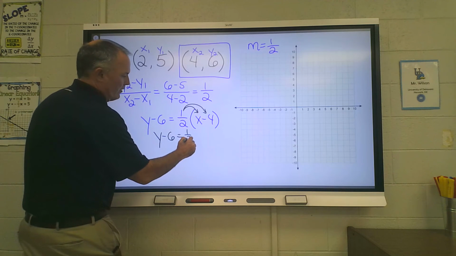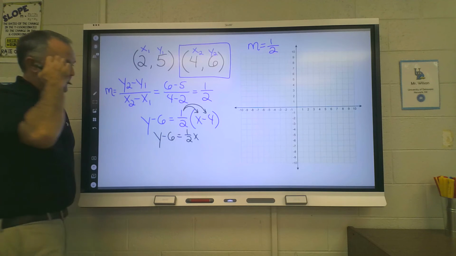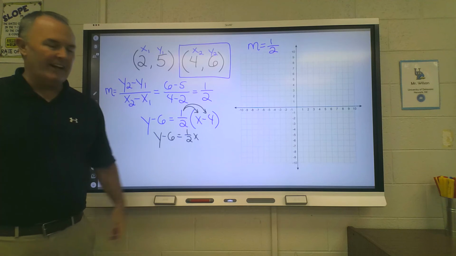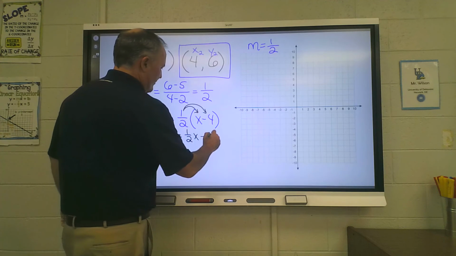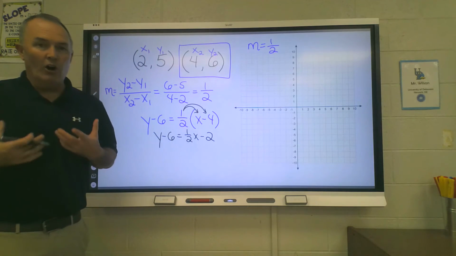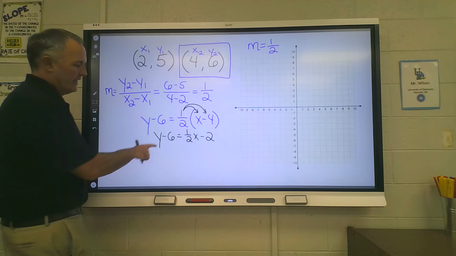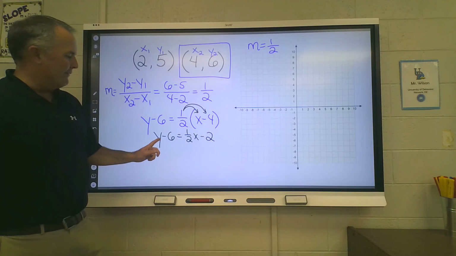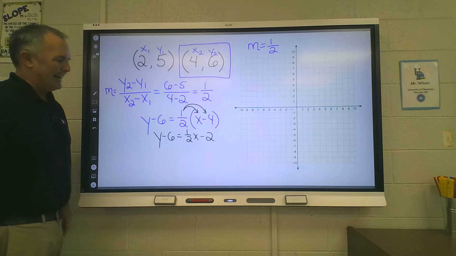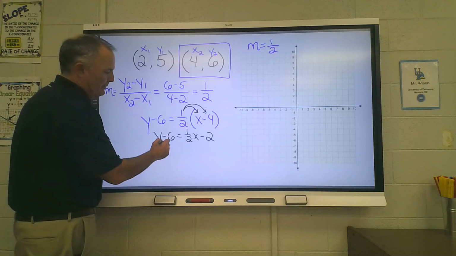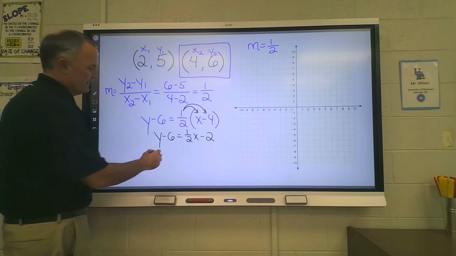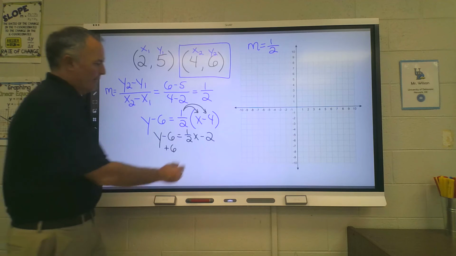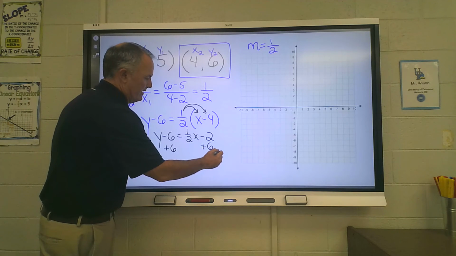All right, so here I get y minus 6 equals 1/2 x, with my slope and my x value. 1/2 times -4. What's half of -4? -2. I'm almost to slope-intercept form. I need to get rid of that 6 out here, because remember, slope-intercept form is y equals something, not y minus 6 equals something. The opposite of subtracting 6 would be to add 6. I've got to add 6 to both sides.